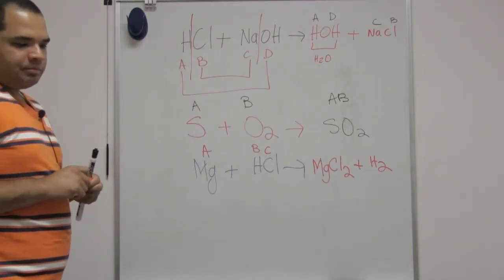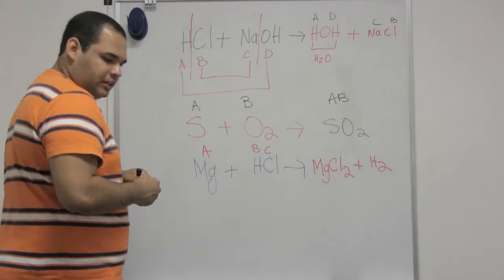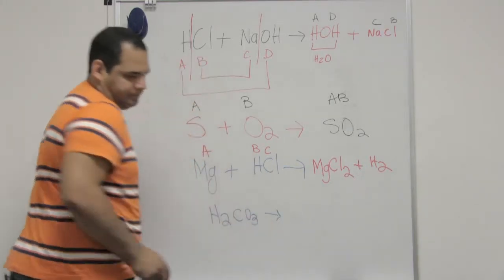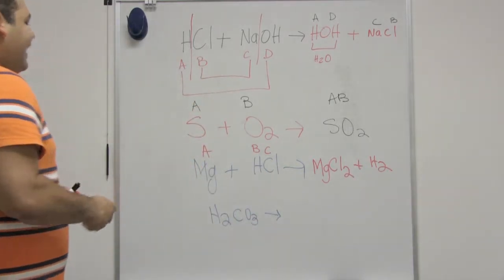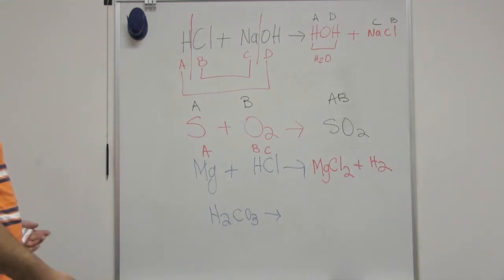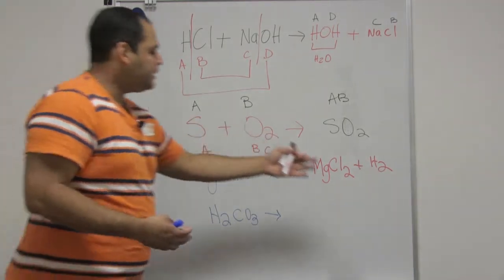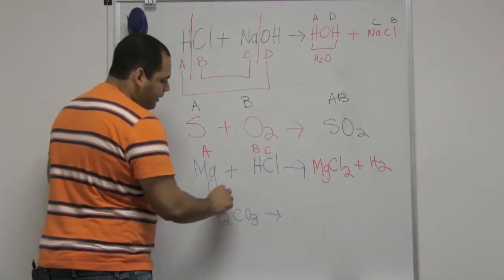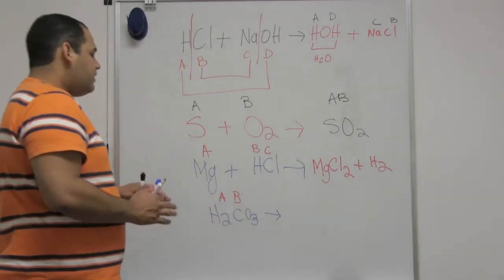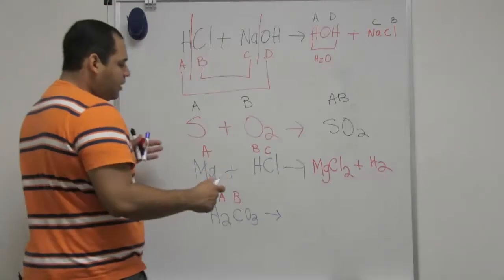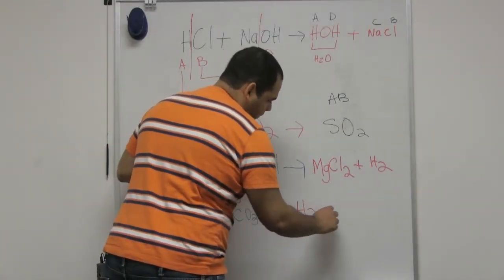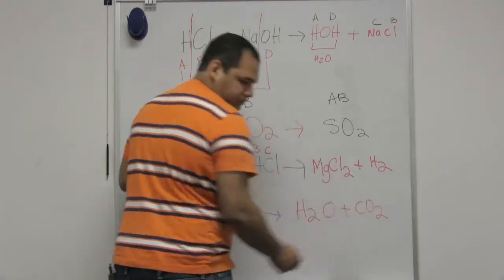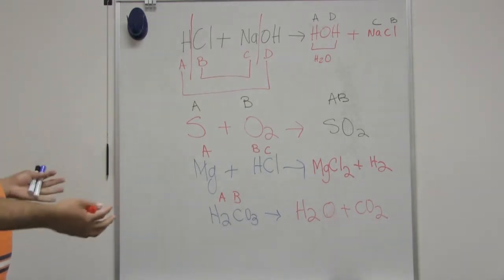Okay? Another problem I have here, H2CO3, carbonic acid. And then my question says, well, what is the final product? What is the product side? I look at this and I say, well, this is a compound, A, B, combined together. Therefore, if it is AB, I can break it apart into H2O plus CO2. This would be the decomposition.